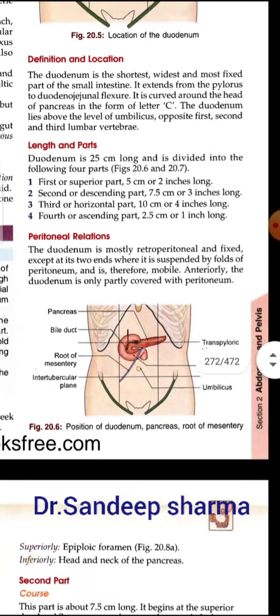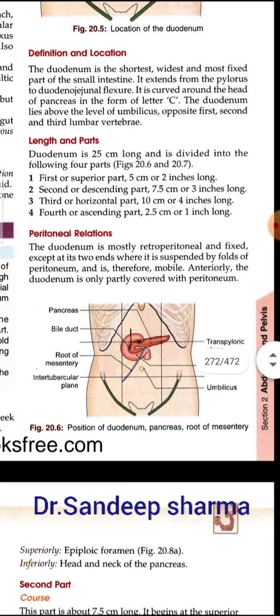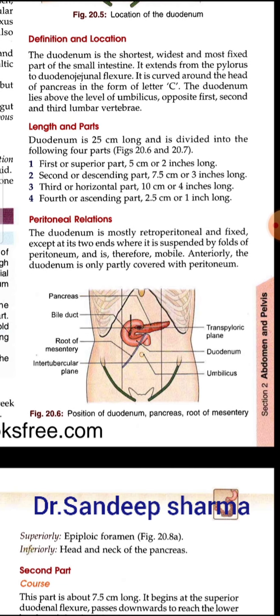Here are the peritoneal relations. The duodenum is mostly retroperitoneal and fixed. The important point is that the duodenum is fixed, and it is free at two ends where it is suspended by folds of peritoneum, and that's why that particular part is mobile. Anteriorly the duodenum is only partly covered with peritoneum, so that's why it is called retroperitoneal.